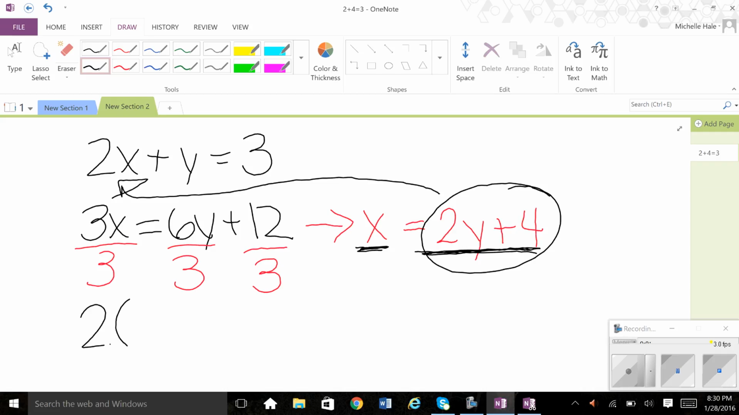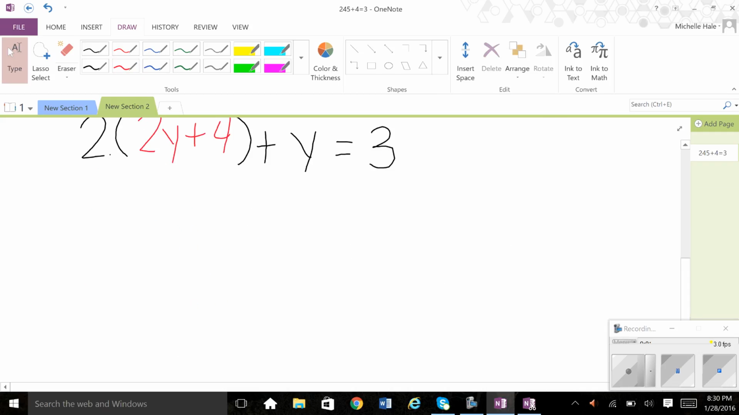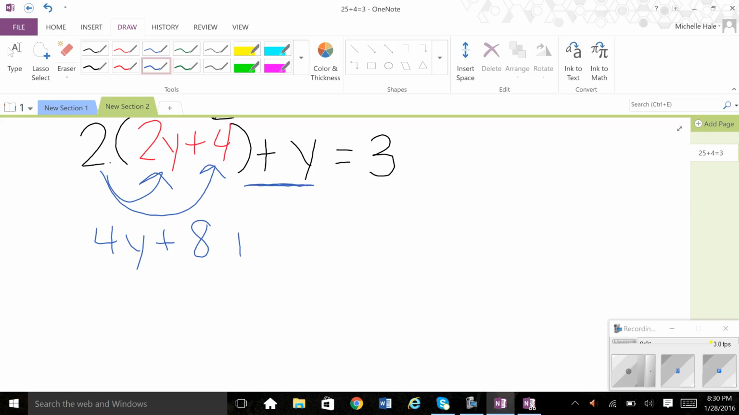2, and then instead of that x, we'll plug this in here. I'll change the color back to red so we can see it. Plus y equals 3. So let me put that red part in. 2y plus 4, and then I'll move all this down. Okay, so now what we need to do is distribute to simplify. So we're going to distribute that 2 to both terms. We're left with a 4y plus 8, and then we still have that plus y there, equals 3.